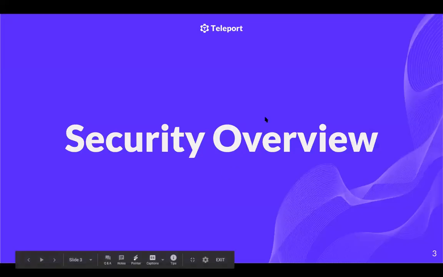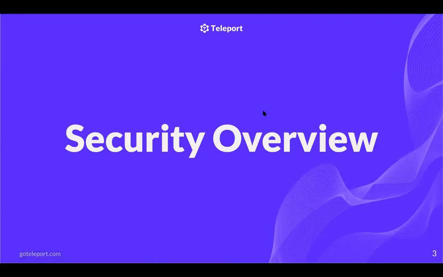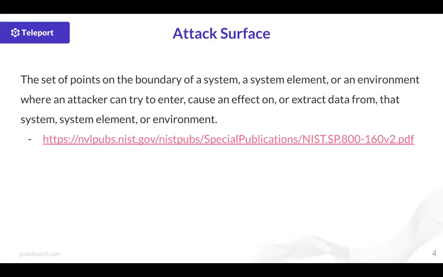In this section, I'll define a few key security concepts so that we have a common set of definitions to work from. The first is an attack surface. According to NIST, an attack surface is the set of points on the boundary of a system element, or an environment where an attacker can try to enter, cause an effect on, or extract data from that system element or environment. In other words, an attack surface describes all of the vectors for exploitation.